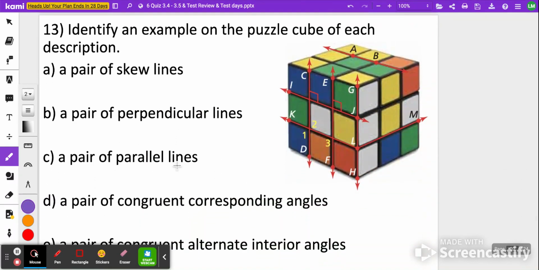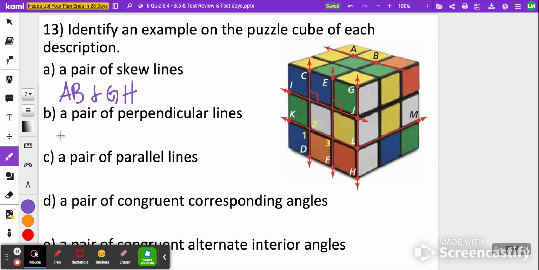13 was the last bit. Now I'm going to have some examples here. You might not have had the same thing, but as long as you know what skew lines, perpendicular lines, etc. should be, you should have gotten this correct. So skew lines, I chose AB and GH because they're non-intersecting, they're non-coplanar, and they're non-parallel.